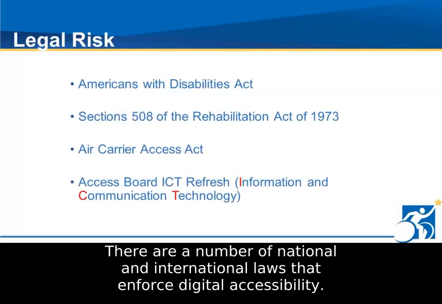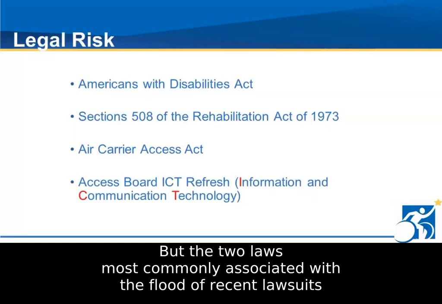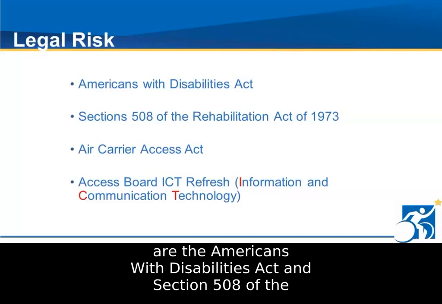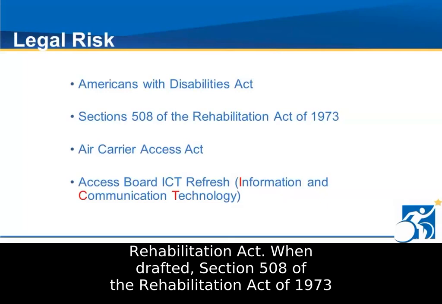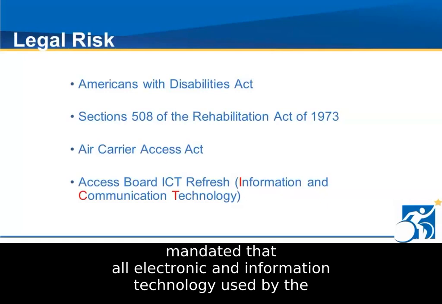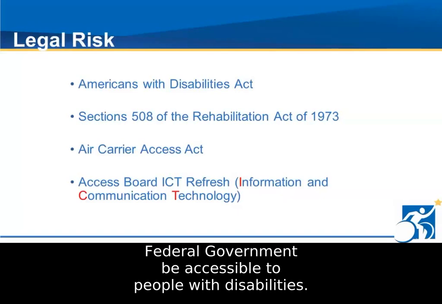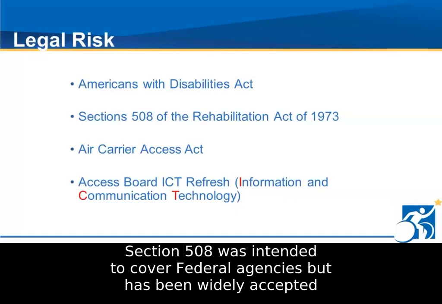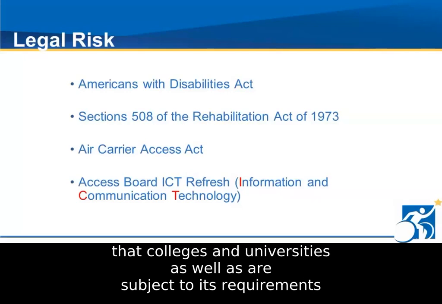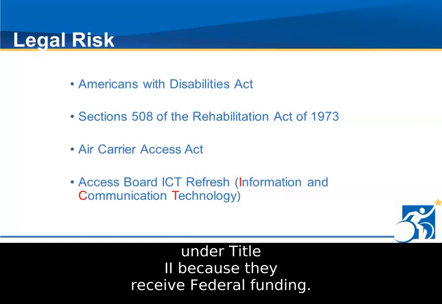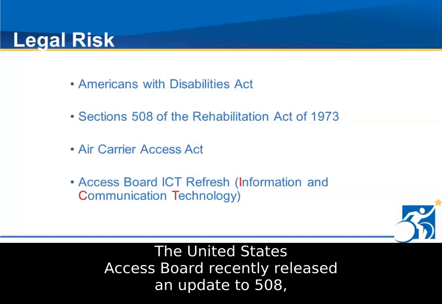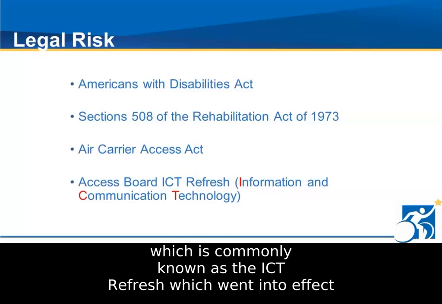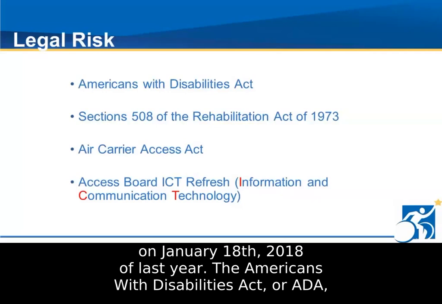There are a number of national and international laws that enforce digital accessibility, but the two laws most commonly associated with the flood of recent lawsuits are the Americans with Disabilities Act and Section 508 of the Rehabilitation Act. When drafted, Section 508 of the Rehabilitation Act of 1973 mandated that all electronic and information technology used by the federal government be accessible to people with disabilities. Section 508 was intended to cover federal agencies, but it has been widely accepted that colleges and universities as well are subject to its requirements under Title II because they receive federal funding. The United States Access Board recently released an update to 508, which is commonly known as the ICT refresh, which went into effect on January 18, 2018 of last year.